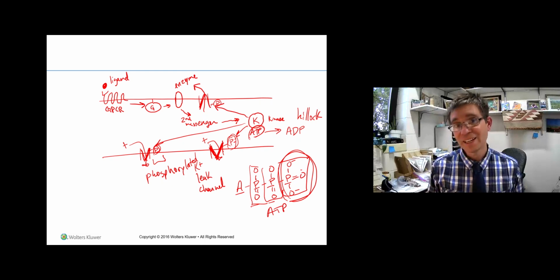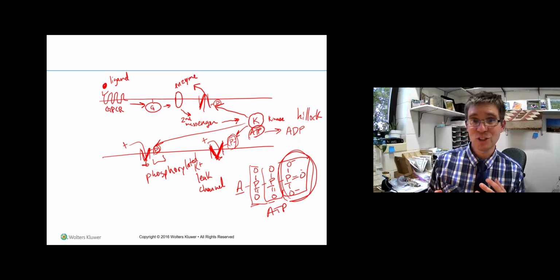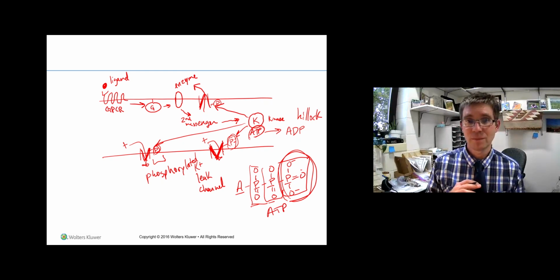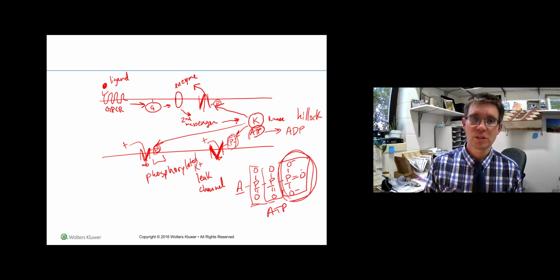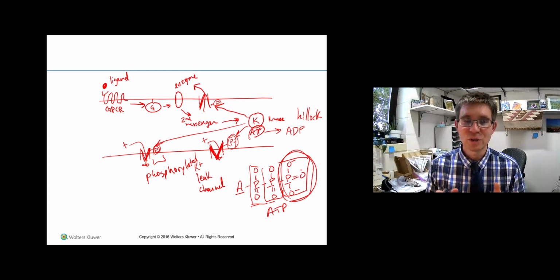And it will do that as long as the second messenger is around, because the second messenger is what was turning that kinase on. So as soon as the second messenger is gone, the kinase will stop. But the kinase has already done the dirty work, and now I have 3 phosphorylated channels. And that phosphate can stay on there for quite a long period of time.